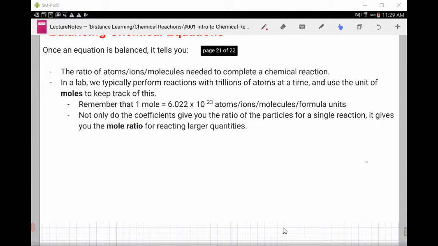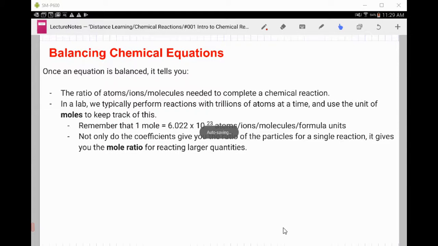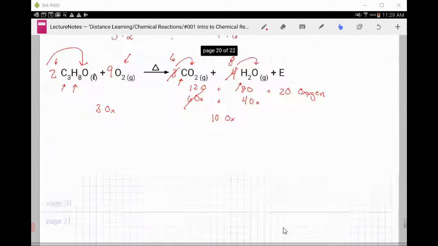For balancing chemical equations, these numbers give us the ratio of atoms or molecules to each other. However, in the lab, we're going to be dealing with lots and lots of atoms at any one time. So remember that we've also talked about using the term the mole to represent a really large number of atoms or molecules or ions or anything.